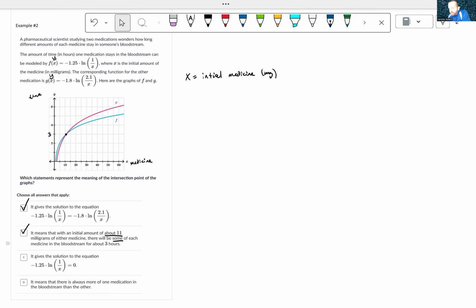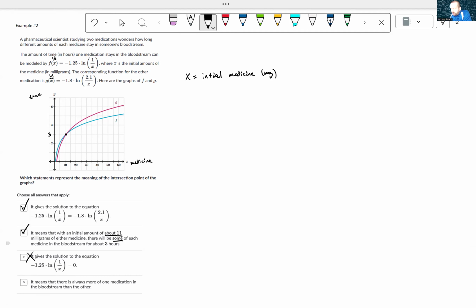That's not true. That would be just what f of x is. It's not necessarily the solution to it, though. And then for D, it says it means that there's always more of one medication in the bloodstream than the other. That's not necessarily true either.